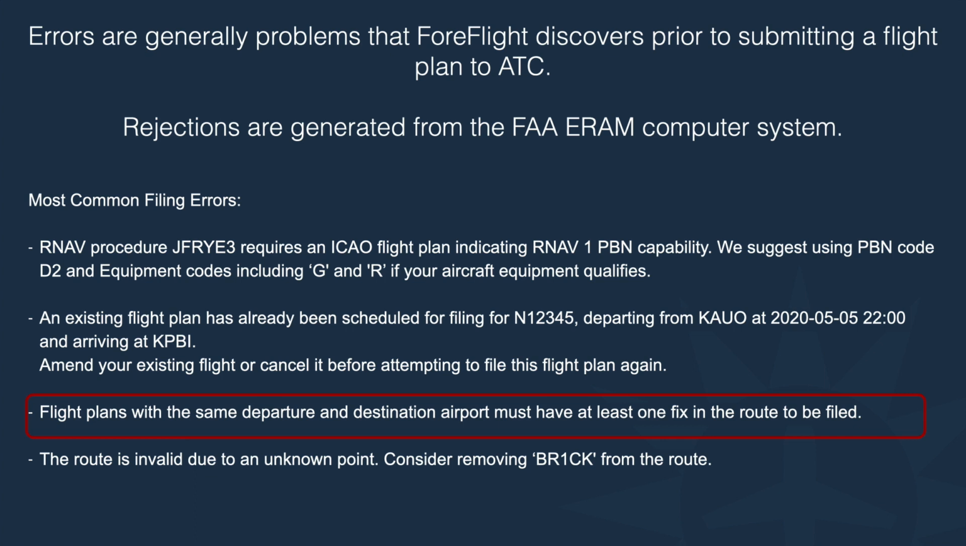Okay, great. Route is invalid due to an unknown point. So in this example, that was my bad. Yep. So when you filed this, you tapped 1 instead of I because we really wanted to use the BRICK waypoint, and we ended up with BR1CK. It's no big deal. Everyone's fingers tap on a wrong key every once in a while. This is just telling you the particular waypoint that needs to be changed. You go in, change BR1CK to BRICK, and refile it. You'll be good to go.